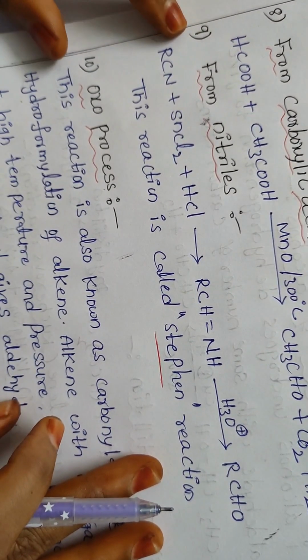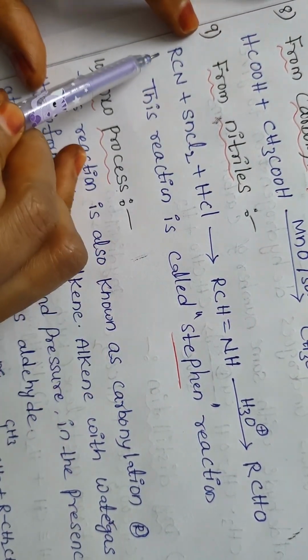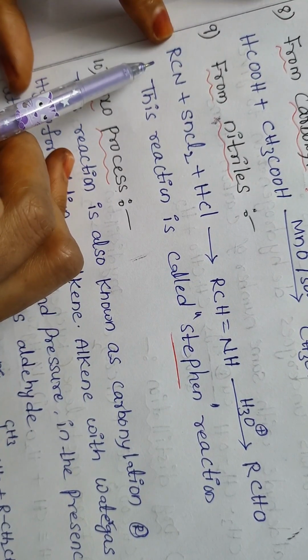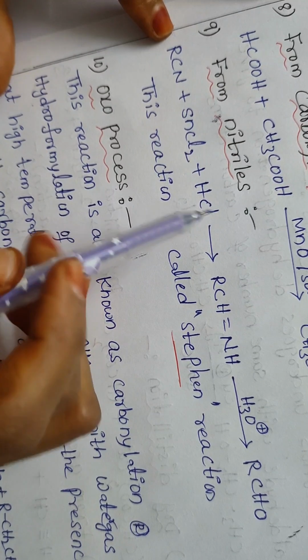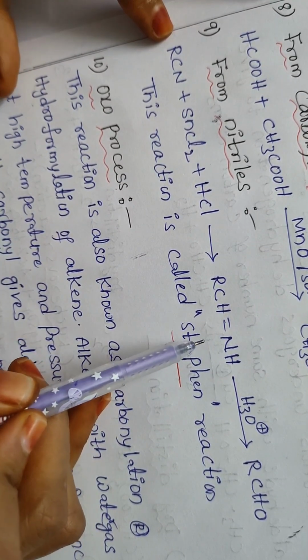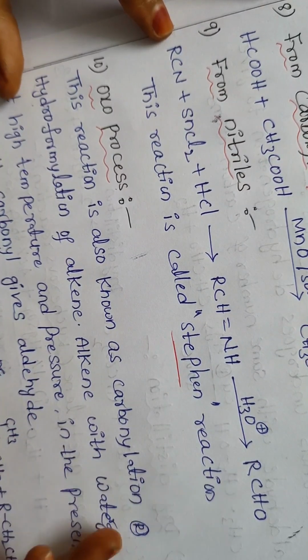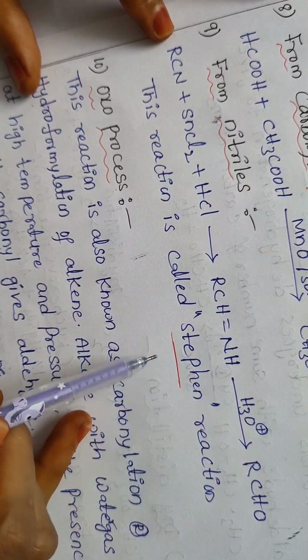Then from nitriles, nitriles also called cyanides. The formula is RCN. Nitriles react with tin dichloride and hydrochloric acid to form the imine derivative, which further reacts with water to form acetaldehyde. This reaction is called the Stephen reaction.